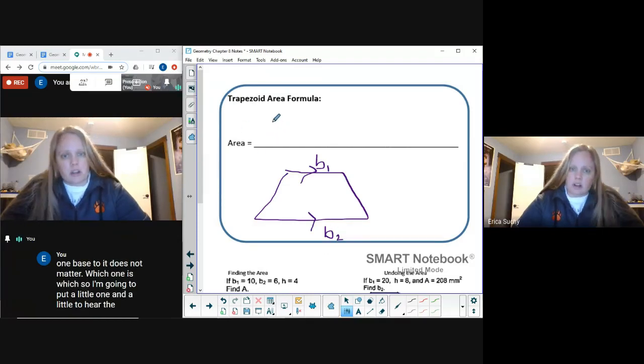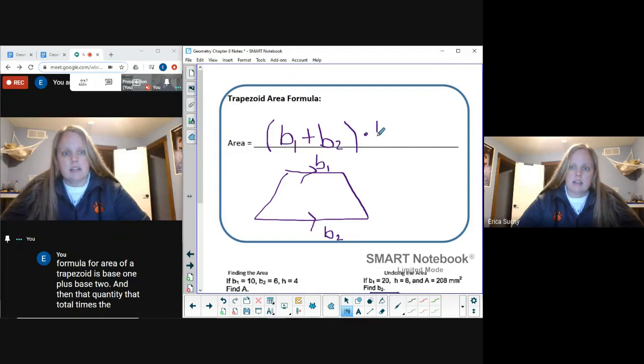The formula for area of a trapezoid is base 1 plus base 2, and then that quantity, that total, times the height, and then divided by 2. And when we're looking at the height of a trapezoid, it's the perpendicular distance between the two bases. So this would be the height.